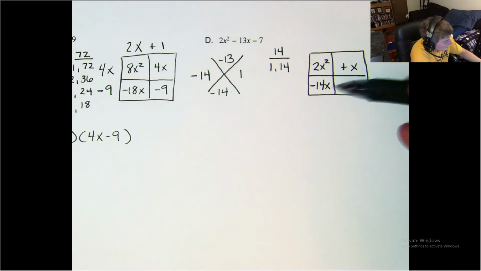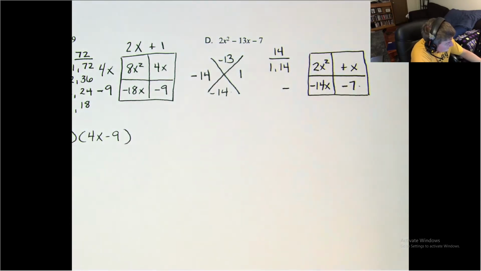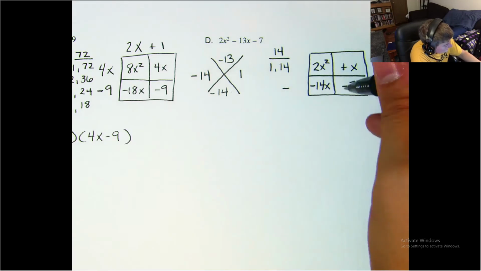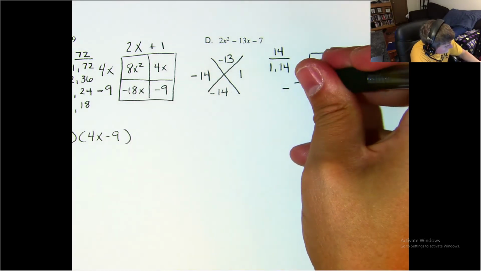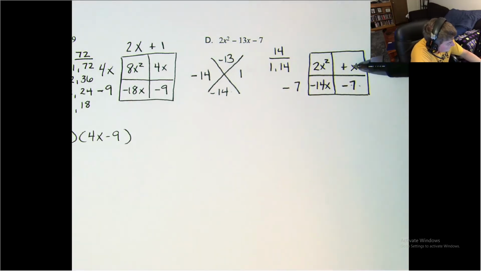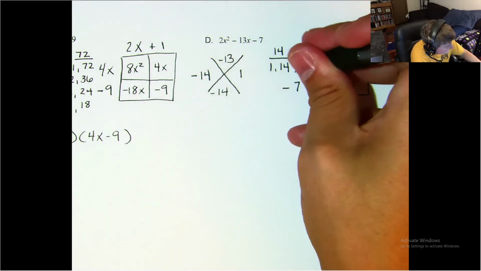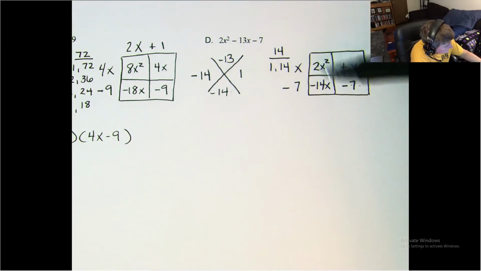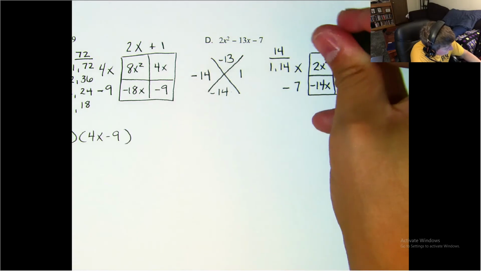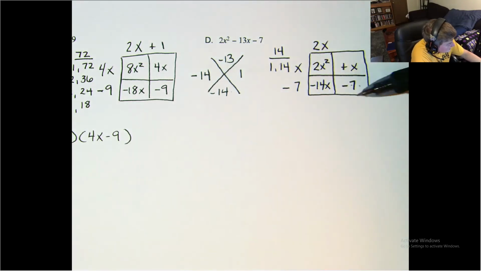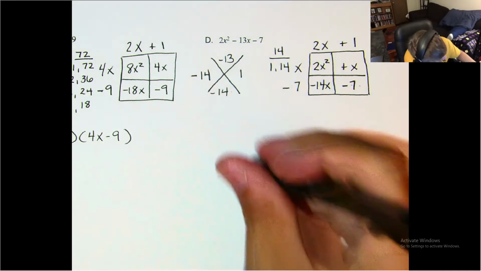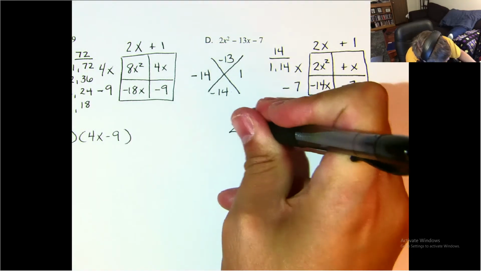Okay, I have double negatives, so I'm going to pull a negative out. The greatest common factor between negative 14x and negative 7 is negative 7. The greatest common factor here is just a factor of x. Here it is a factor of x and a factor of 2. The greatest common factor between negative 7 and positive 1x is just positive 1.